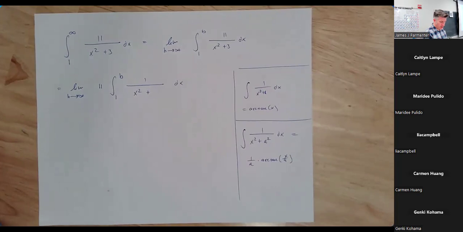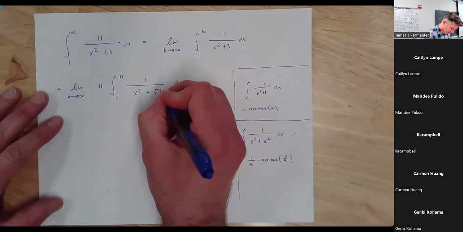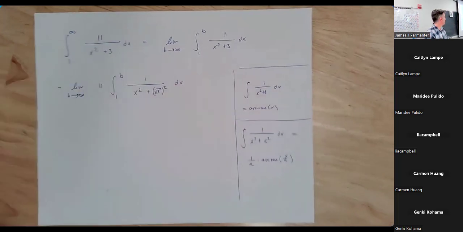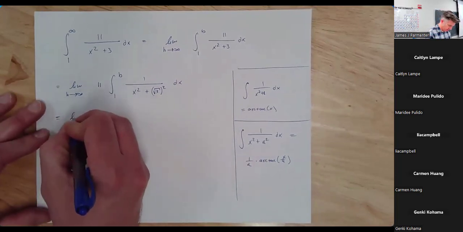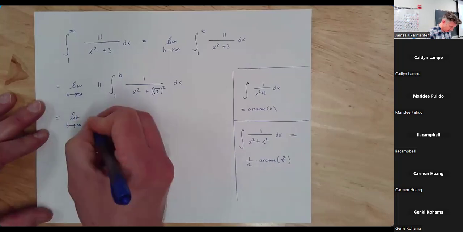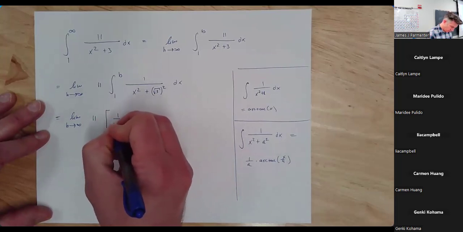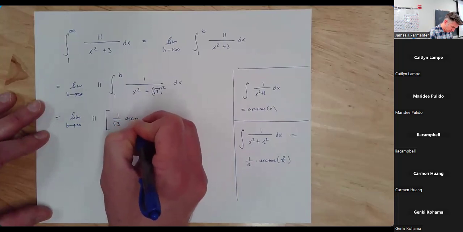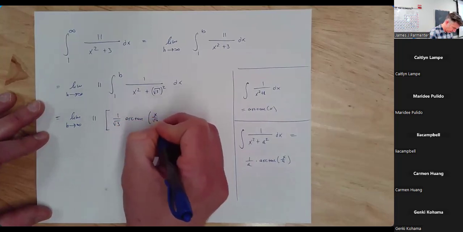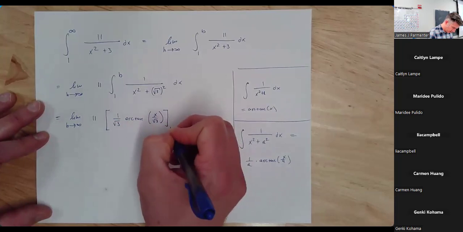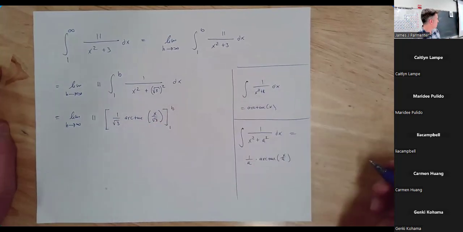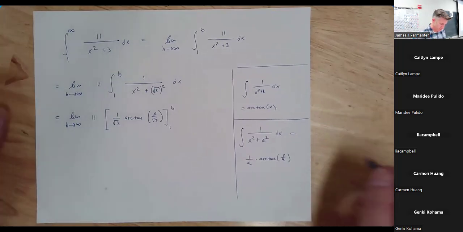So here, what constant squared do we have? The square root of 3. So in this example, our a is the square root of 3. And the antiderivative is going to be, we have to write the limit. You have to write the limit every time until you actually take the limit. And then the antiderivative here is going to be 1 over root 3 times the arctangent of x over root 3 from 1 to b. And we plug in.